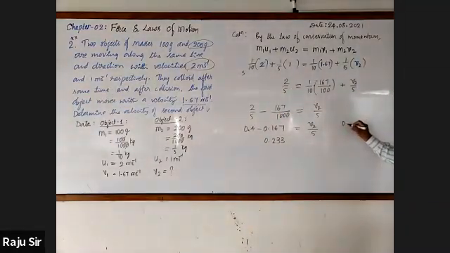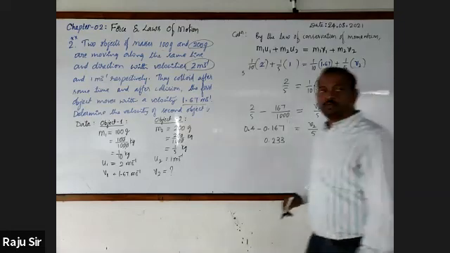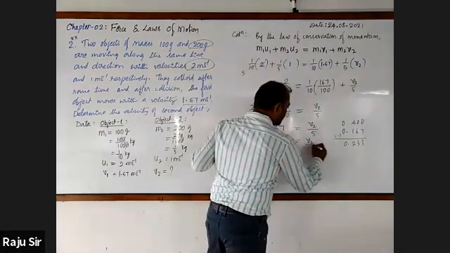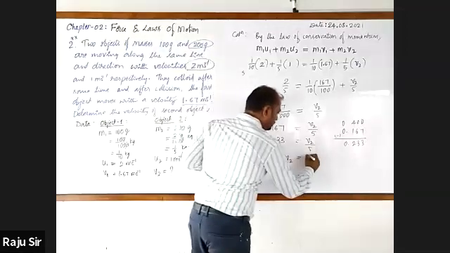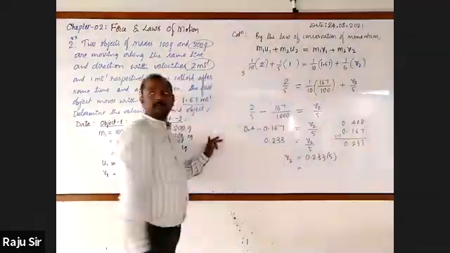Okay. 0.4 minus 0.167. Subtract: 10 minus 7, 3. 9 will remain, 9 minus 6, 3. 3 will remain, 3 minus 1, 2. So 0.233 is equal to V2 by 5. We want V2. V2 is equal to 0.233 into 5. Cross multiply.